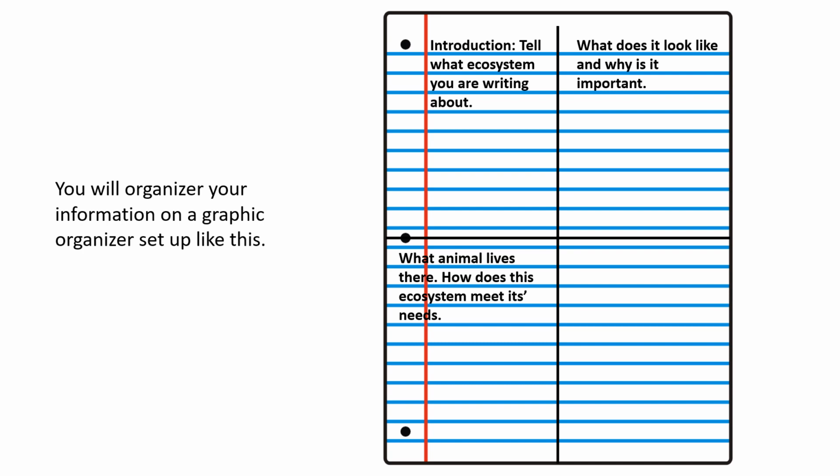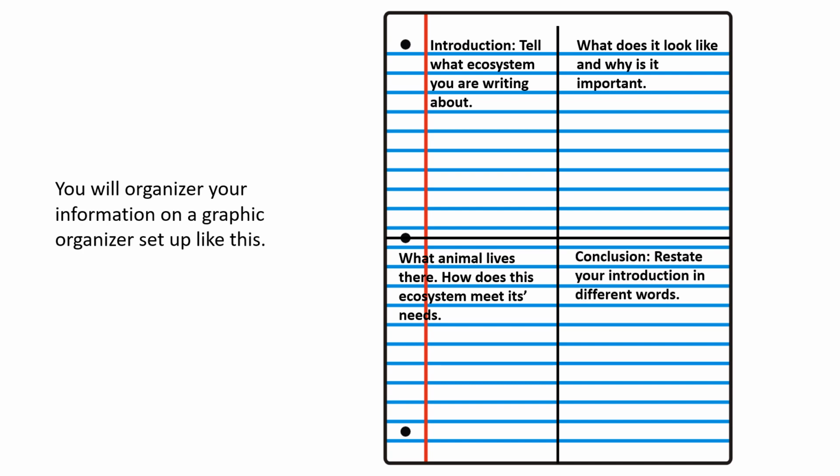The next area, now you're going to talk about the animals that live there. And how does this ecosystem meet its needs? If you're talking about an alligator, what's in that ecosystem that the alligator can use to make sure that it gets big and strong? If it's a bear, what is the bear eating? If it's a snake, what is the snake eating? Whatever animal it is, because not all of those ecosystems are going to have the same animal. They're going to have different ones.